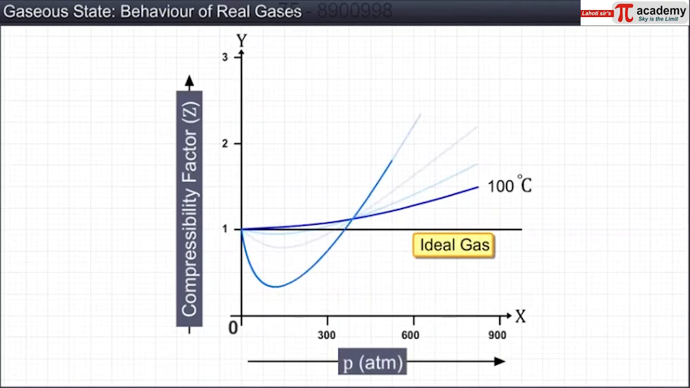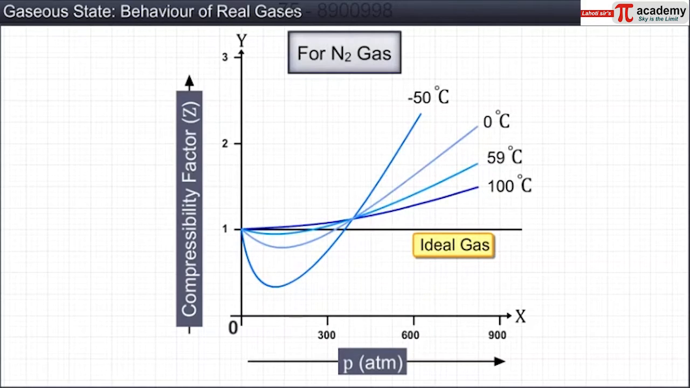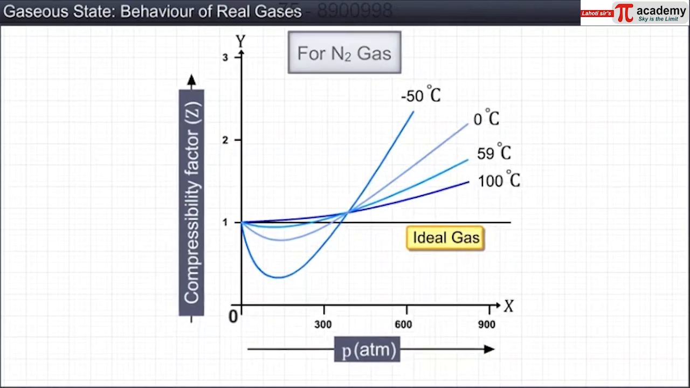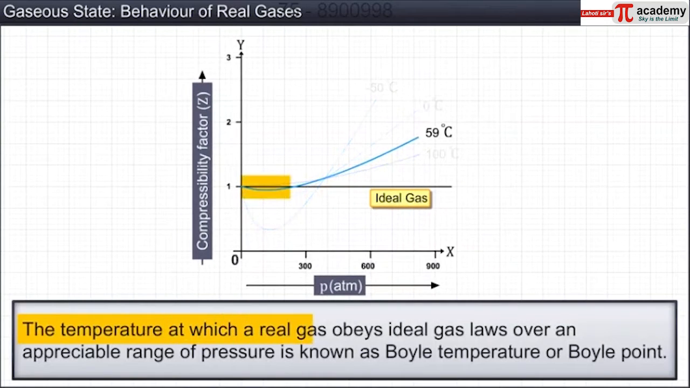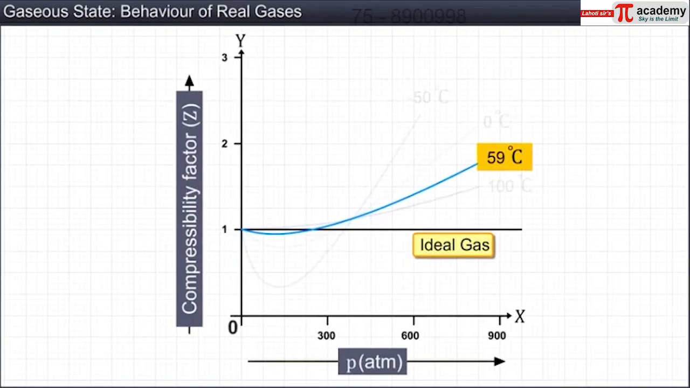The graph shown here depicts the effect of temperature on the deviations shown by nitrogen gas. The temperature at which a real gas obeys ideal gas laws over an appreciable range of pressure is known as Boyle temperature or Boyle point. The Boyle point depends upon the nature of the gas. The Boyle temperature of nitrogen is 332 Kelvin.